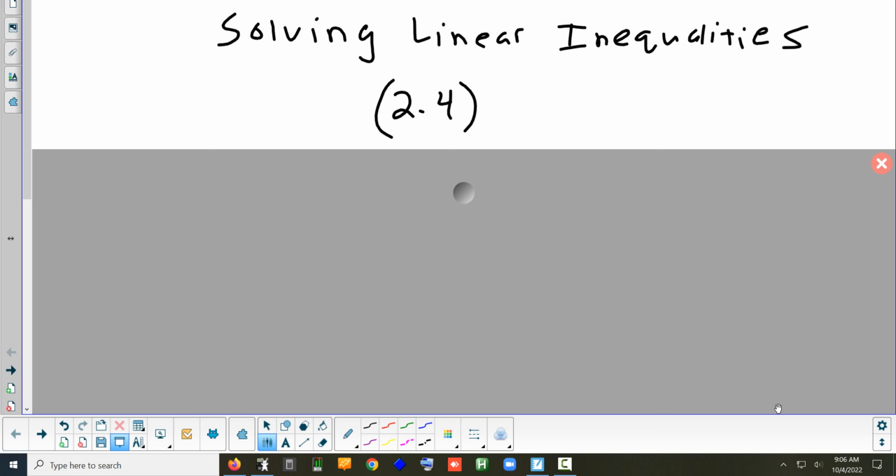Going to look at solving linear inequalities in section 2.4. And some of what we do in this section is going to be very similar to when we solve linear equations.